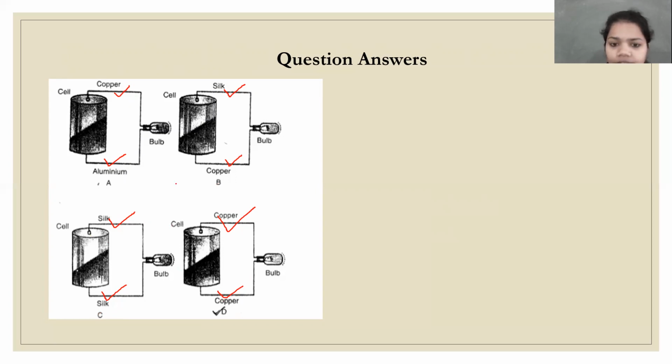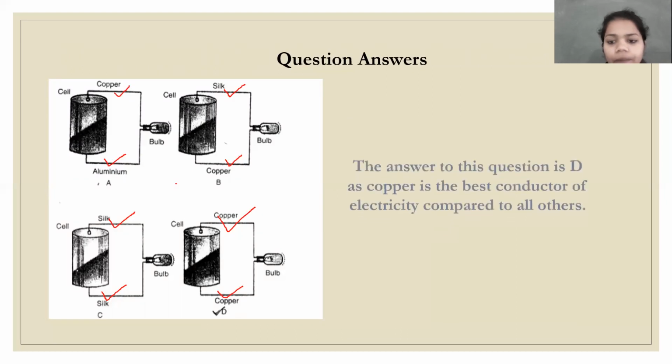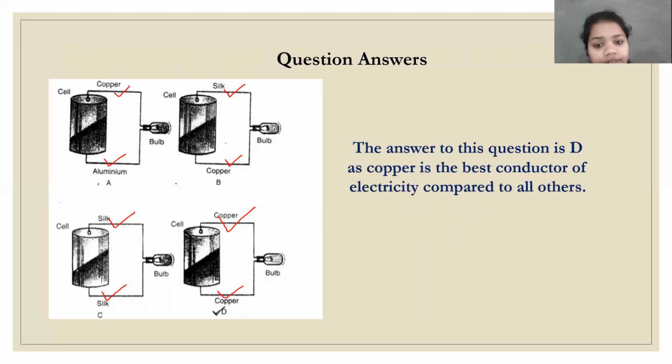Okay, so the answer for this is bulb D. The answer is D. Why will the D part bulb glow? The reason is because copper is the best conductor of electricity. Silk is not at all a conductor of electricity. Aluminum is a conductor, but not a very good conductor. So we can see that the bulb in figure D is definitely going to glow.